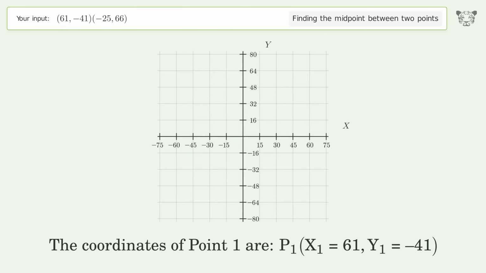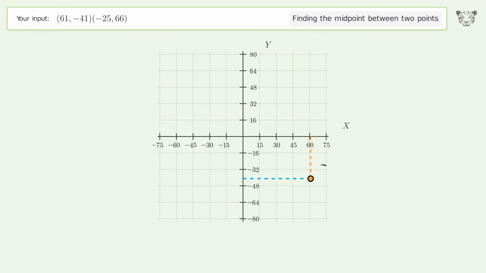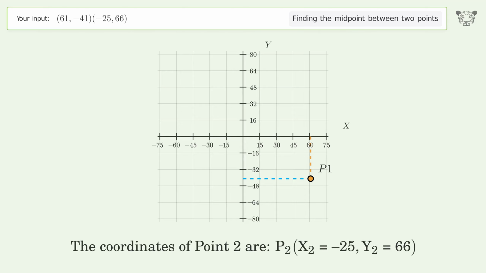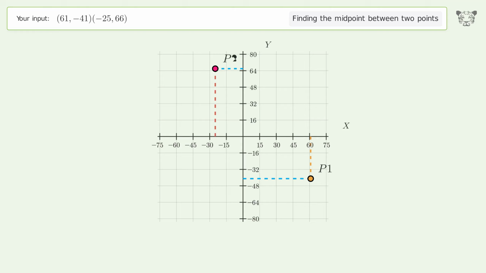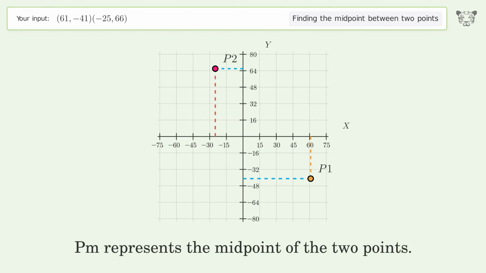The coordinates of point 1 are, x1 equals 61, y1 equals negative 41. The coordinates of point 2 are, x2 equals negative 25, y2 equals 66. PM represents the midpoint of the 2 points.